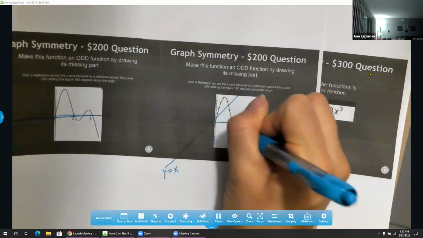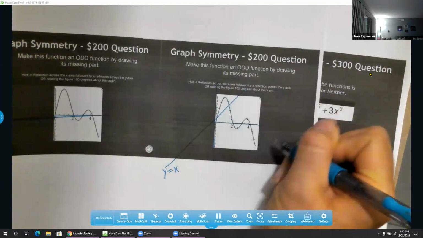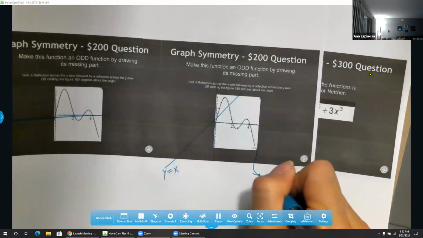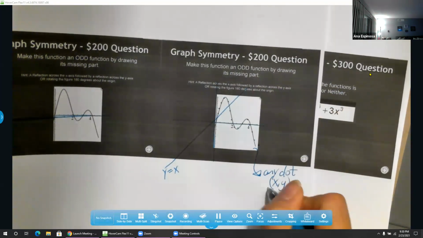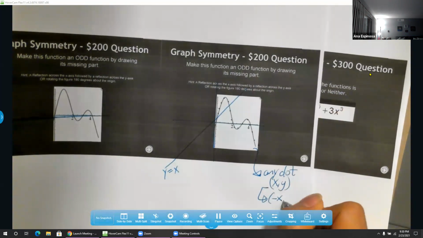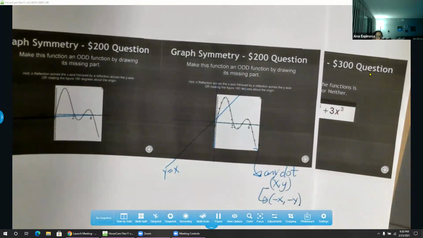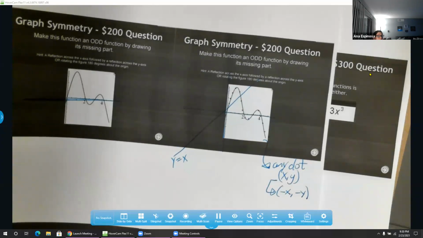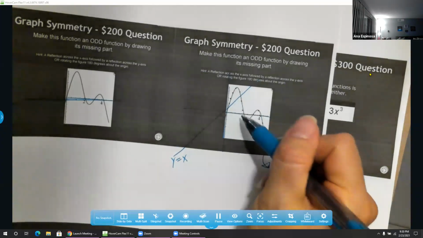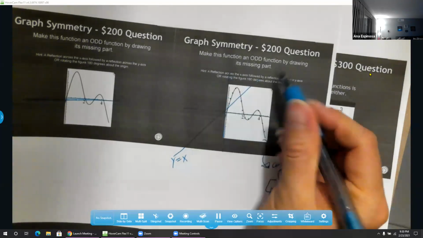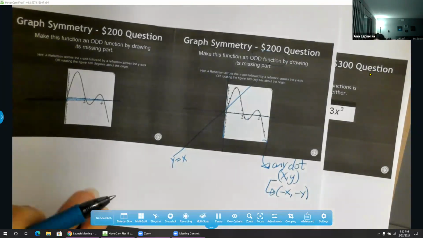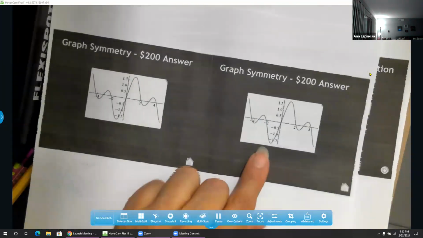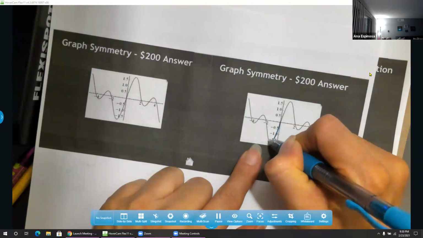Basically, if you take any dot on the graph, any dot that is (x, y) will become (negative x, negative y). So what I'm saying is, for any dot, whatever the sign is, change the signs and it'll get you the dot on the other side, which is the reflection and makes it odd. This will not be on the test, but this is understanding how a function becomes odd. And that's why the answer you see on the Jeopardy, you'll see this to be the odd graph.